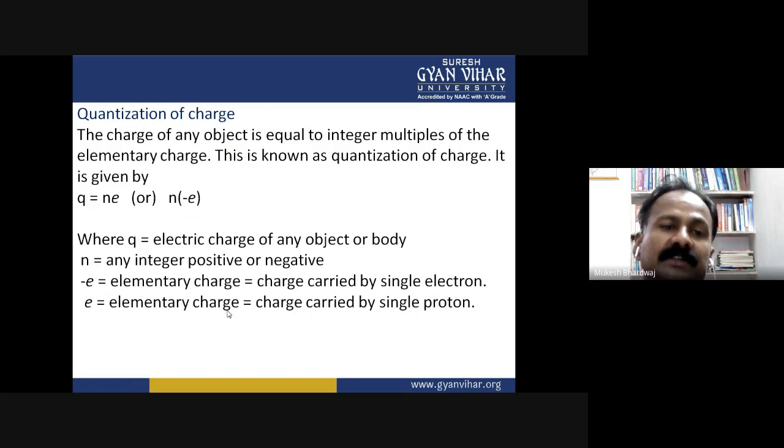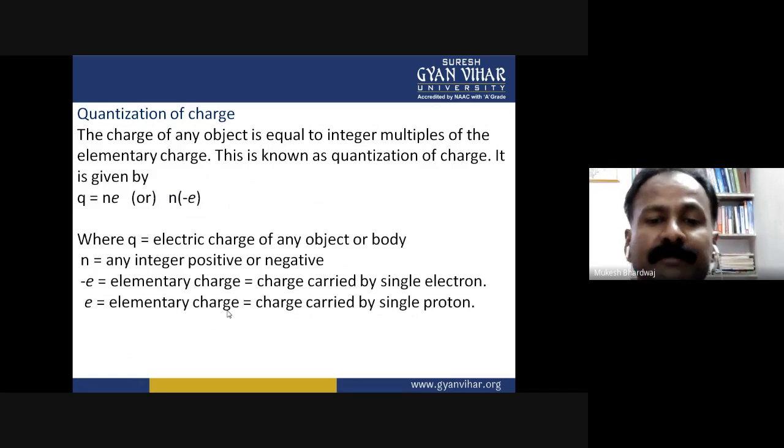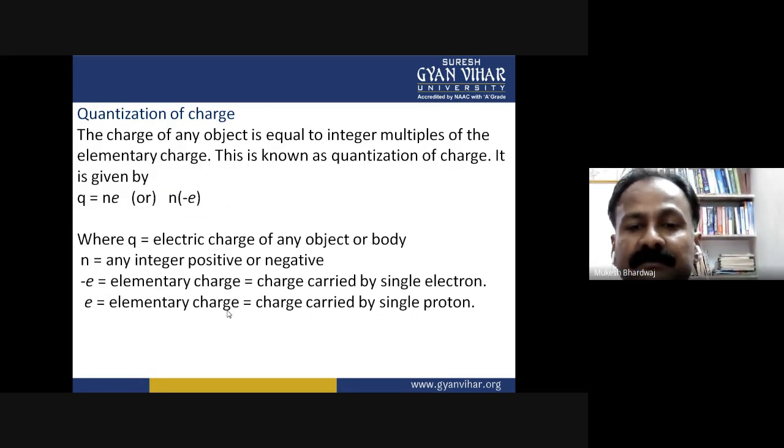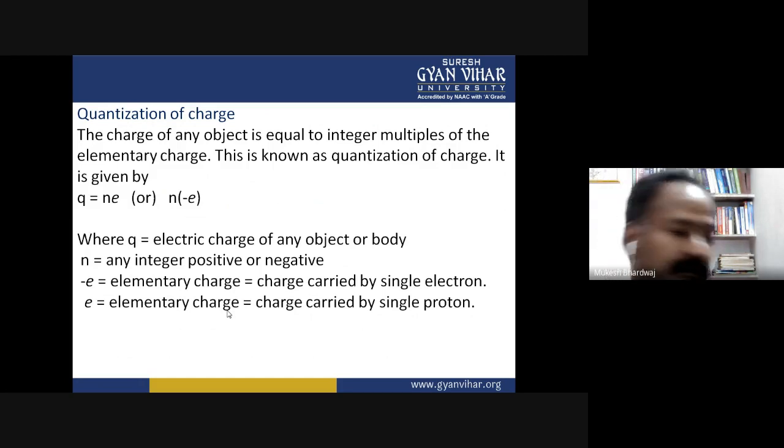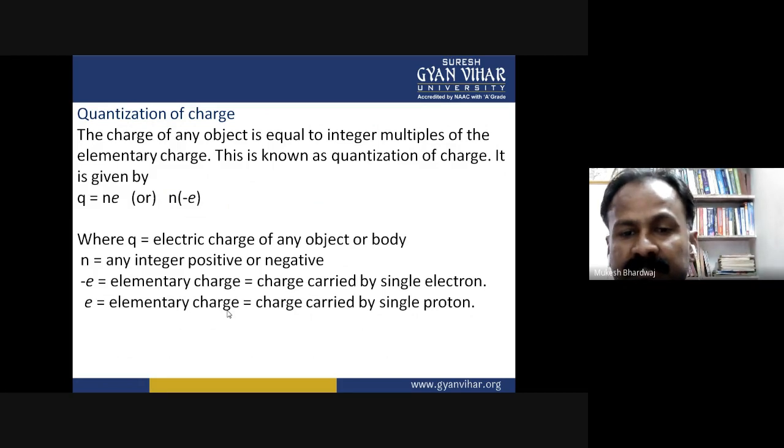Now, quantization of charge. The charge of any object is equal to an integer multiple of the elementary charge. This is known as the quantization of charge. It is given by Q equals n e. During Benjamin Franklin's time, the electric charge was considered to be a continuous fluid. This idea served many purposes.